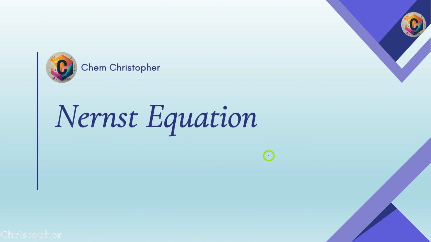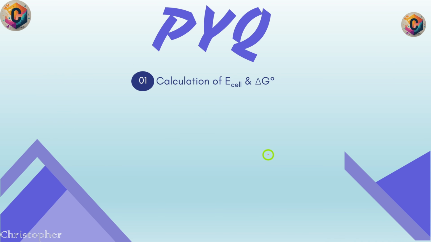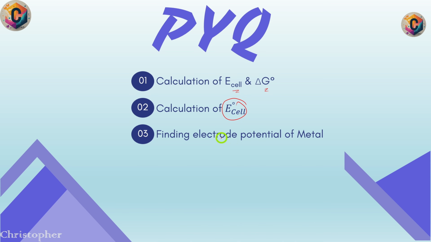In this video, I'm going to discuss very important questions in Nernst Equation. You will learn how to calculate E cell value and the delta G naught. The second one, how to calculate E naught cell value. The third question, I will be discussing how will you calculate electric potential of a given metal.